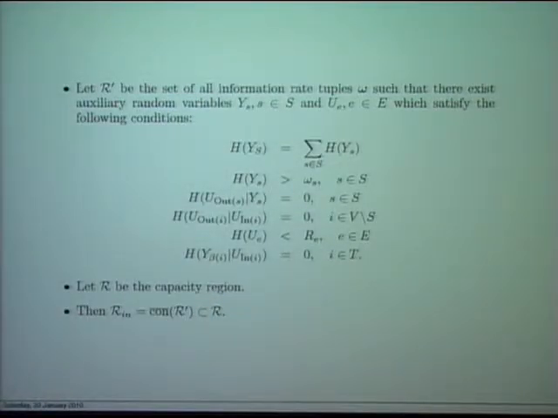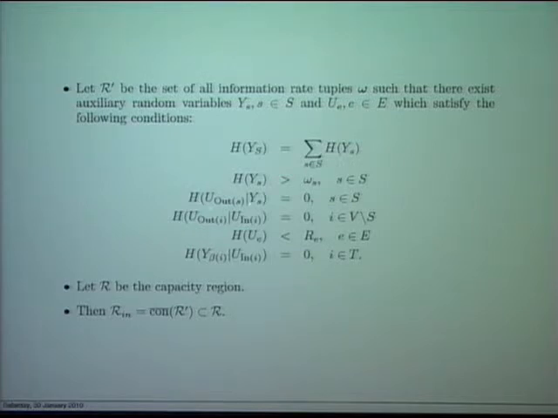Okay, we let R prime be the set of all information rate tuples, bold-faced omega, such that there exist auxiliary random variables Y_s for each source S and U_e for each channel E, which satisfy the following conditions. The first condition is that all the proxy information source variables are statistically independent. The second one is that you must have enough entropy. The proxy random variables must have enough entropy.